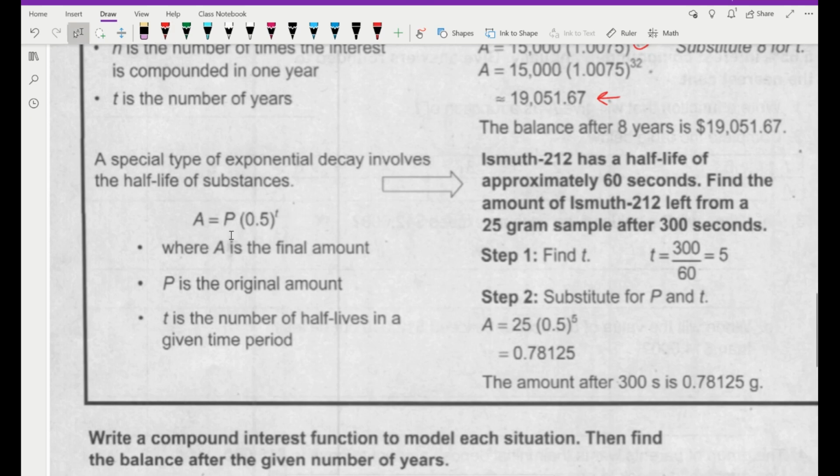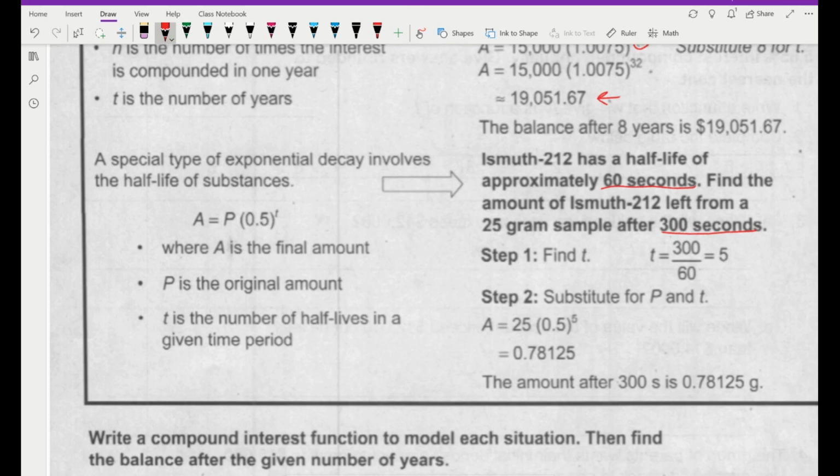So here's an amount we have. P is the starting amount, a half-life of 0.5, and T is the number of years. Bismuth-212 has a half-life of approximately 60 seconds. Find the amount of bismuth left from a 25-gram sample after 300 seconds. We have to figure out how many half-lives that is. Each half-life is 60 seconds. How many half-lives go into 300 seconds?